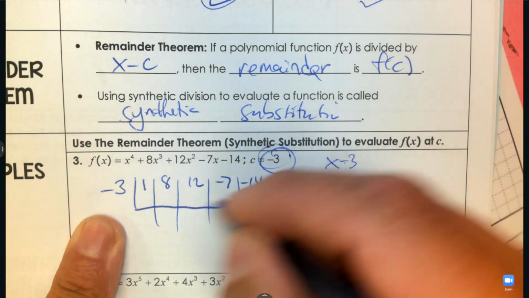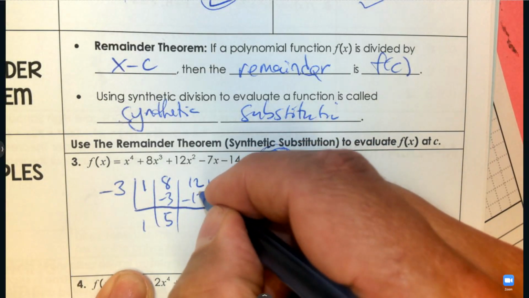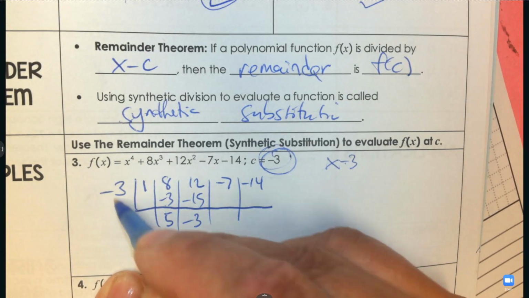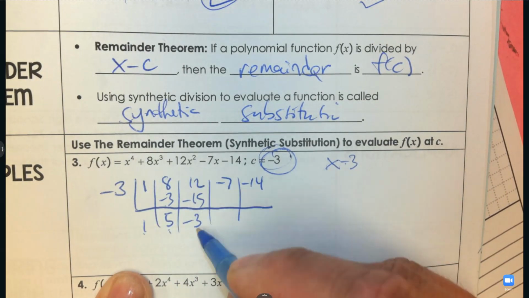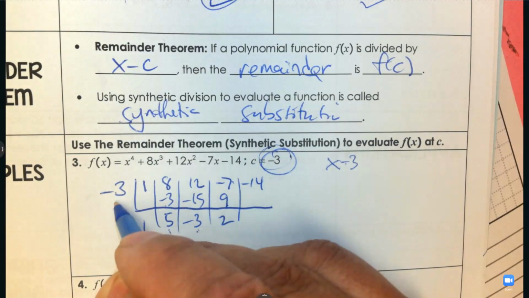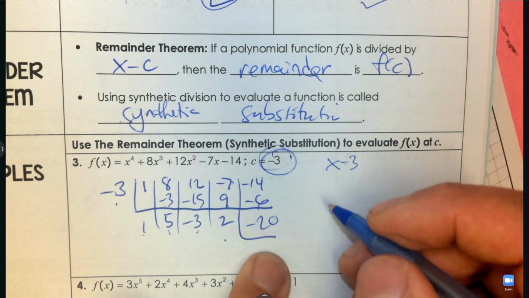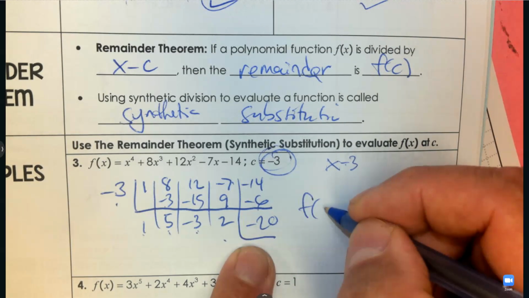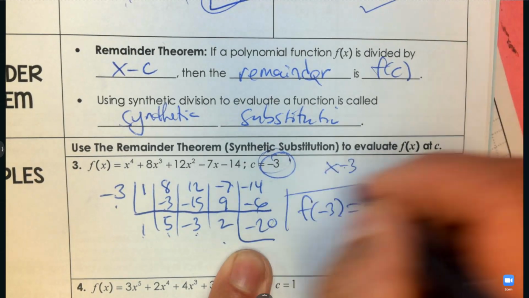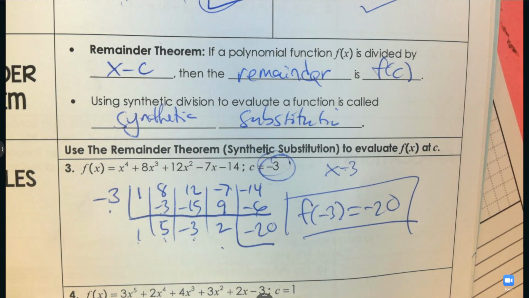Put your lines in here, and then we are going to add and multiply across. So -3 times 1, add. -3 times 5, add. That's 9. 9 and -7. And then -3 times 2, and then you get your answer. Now that answer means that f of -3 is -20. This is the conclusion we're making. The remainder is the answer I'm looking for.